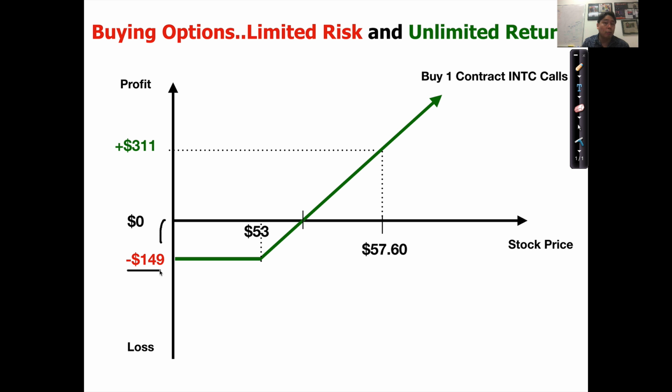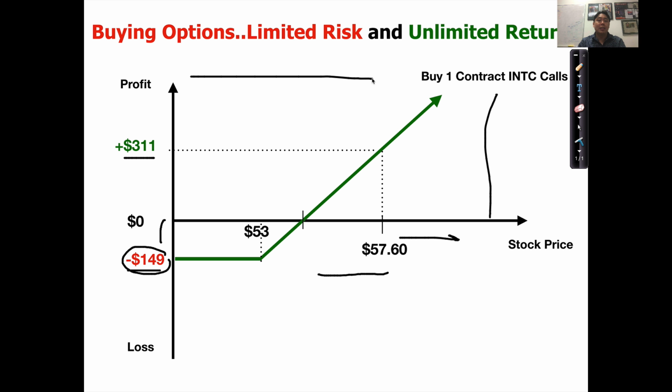So in the case of Intel, we bought it at $1.49. Times 100, that's $149. So what does that mean? That means even if Intel goes to zero, the very most you can lose is $149. You can't lose more than the price you paid for the options. So we've got limited risk, correct? But at the same time, if Intel shares go to $57.60, you make $311. If Intel shares go to the moon, right, you make unlimited profit. So again, options allow you to achieve unlimited return with limited risk.